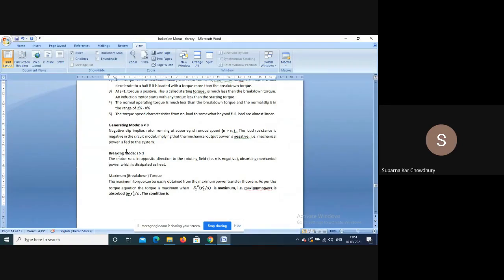That is, the mechanical power has to be supplied to the shaft. And there is another mode, that is the braking mode, that is S is greater than 1. Now in that case, what happens? The motor runs in opposite direction to the rotating field. This happens during braking. Say the motor is rotating in a particular direction. Now if we change any two terminals of the supply, then what happens? Instantaneously the rotating field created by the supply will rotate in the opposite direction.